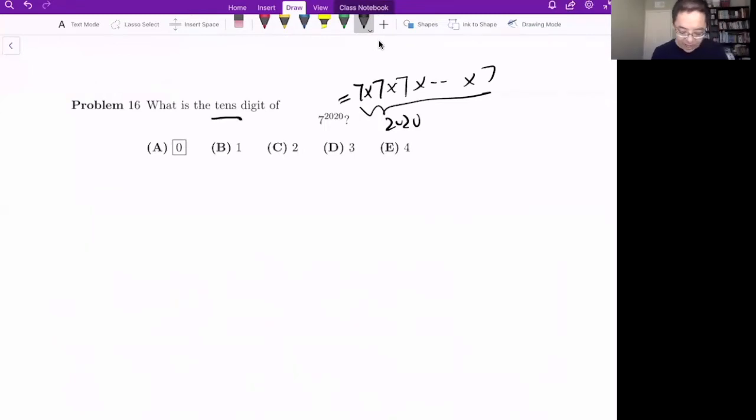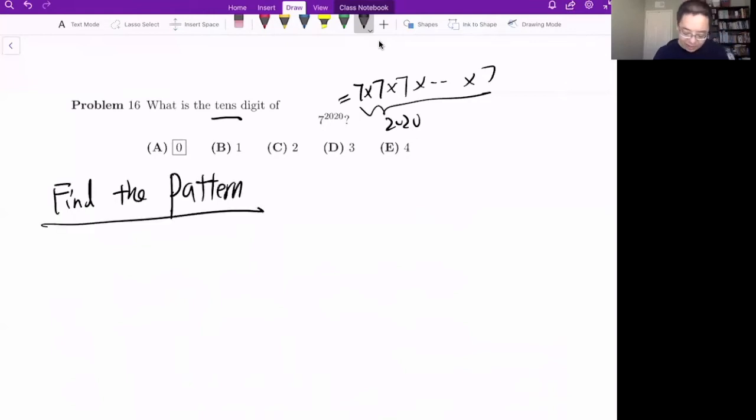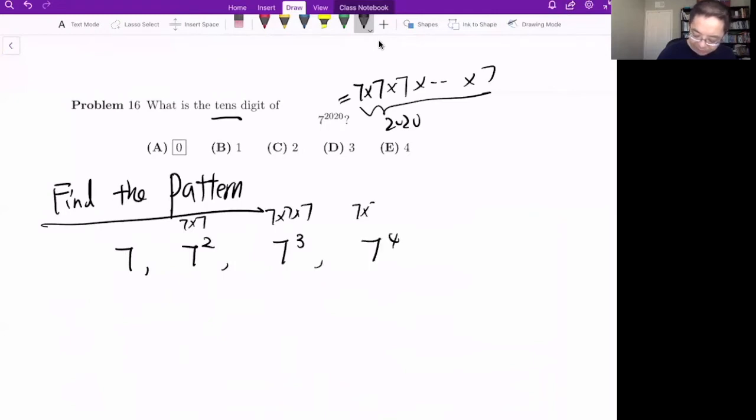Now, for this kind of problem, a usual approach is to try to find a pattern. So we start from 7. The second one is 7 squared, which is 7 times 7. Then 7 cubed, which is 7 times 7 times 7. And 7 to the power 4, which is 7 times 7 times 7 times 7, and 7 to the 5, such and such.